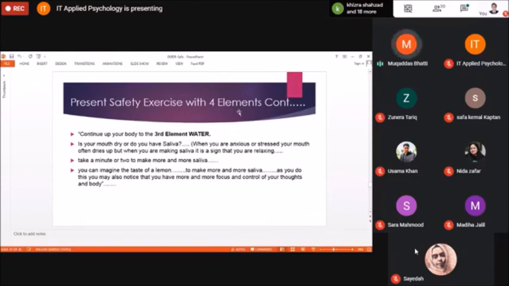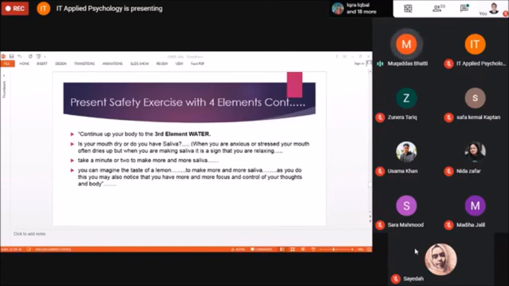After this, the third element is water. You need to notice, is your mouth dry or do you have saliva? As we know, when we are anxious or stressed, our mouth often dries up. But when we are making saliva, it is a sign that we are relaxing. So we need to focus on whether our mouth is making saliva or not. Now take a minute or two to make more and more saliva.